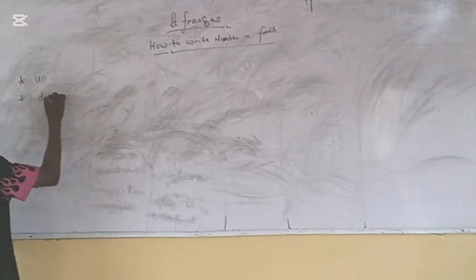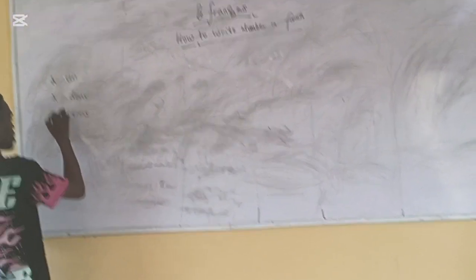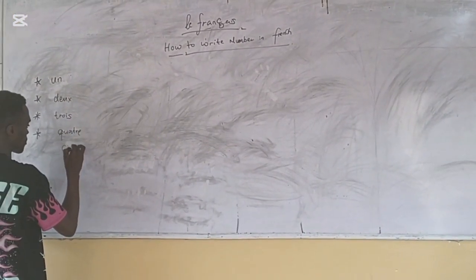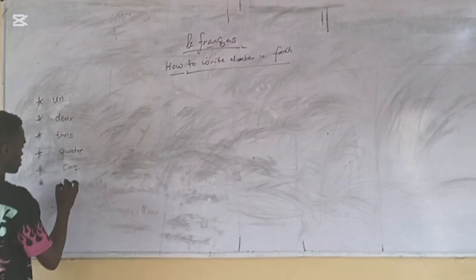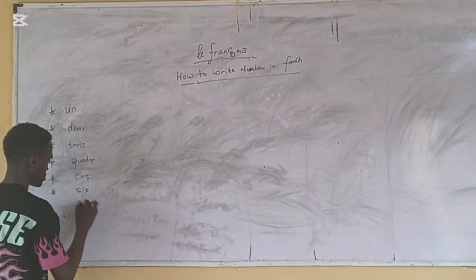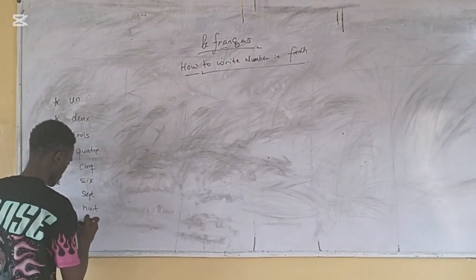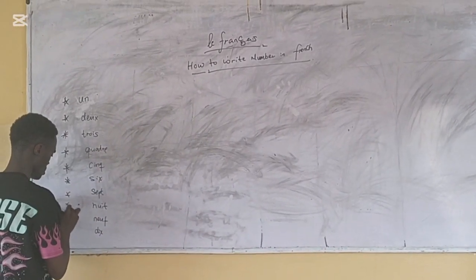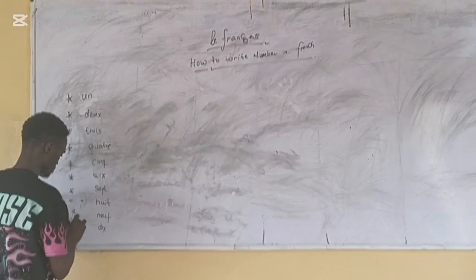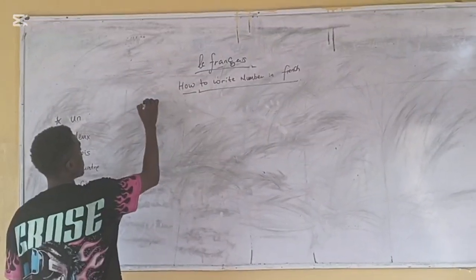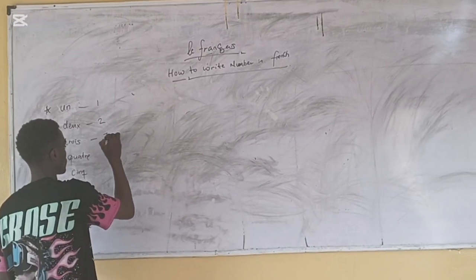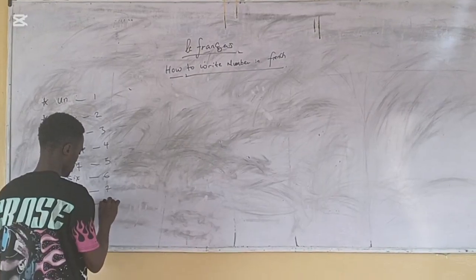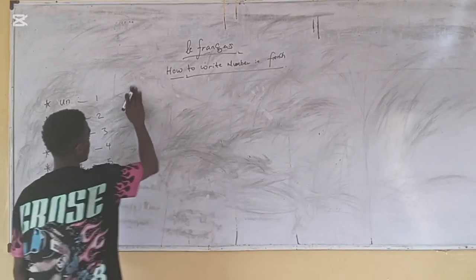So, 1, 2, 3, okay, 4, 5, 6, 7, 8, 9, 10. Okay. So that's 1, 2, 3, 4, 5, 6, 7, 8, 9, 10.